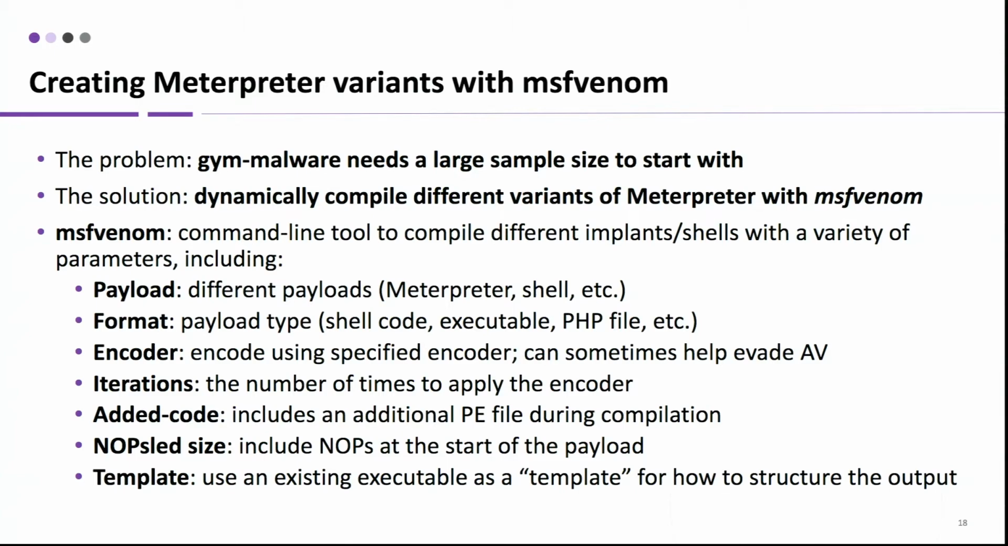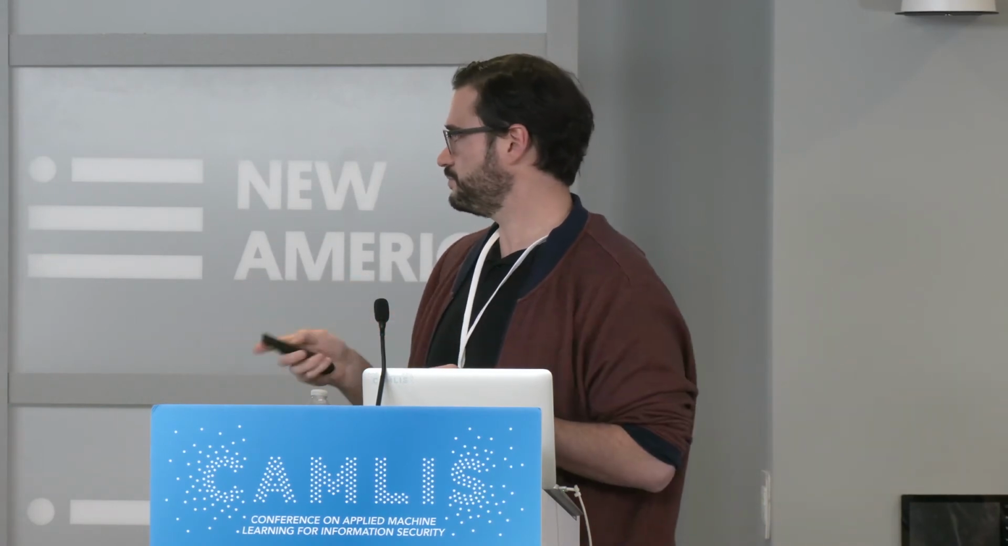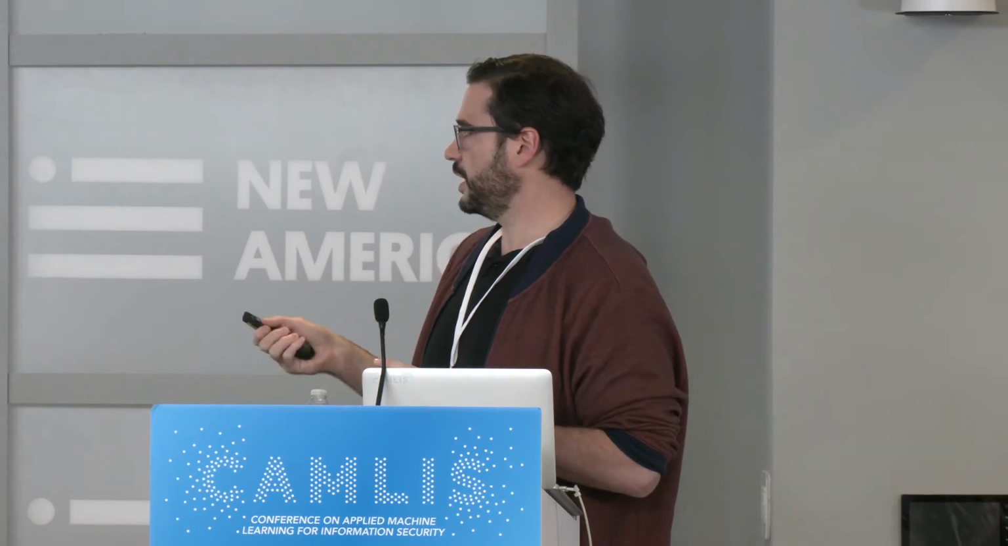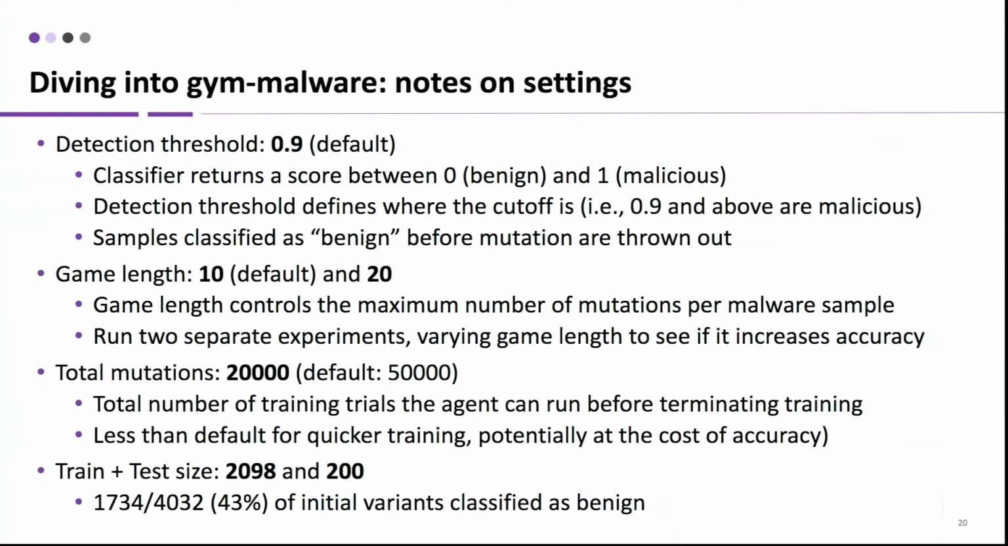The number of NOPs, and then a template where, and this is an interesting one, you can use an existing executable as a template for how you want the output to be structured. And so using msfvenom, we were able to write a script to generate about 4,000 different Meterpreter variants. All had some kind of base settings with them, but we varied the encoder, the number of iterations, the number of NOPs, the code we wanted added in, and the template that we wanted it to follow. And you do the combinatorics, and you get around 4,000 different combinations there.